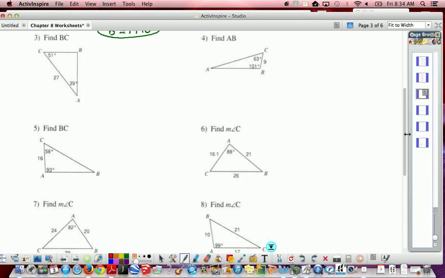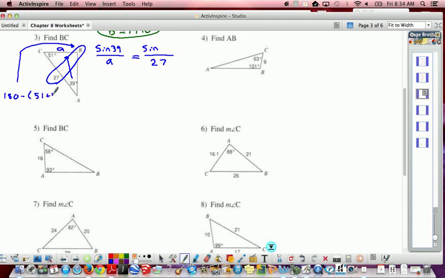So on BC, if I take a look at this one here, I'm trying to find BC, which is across from angle A. So that's my little a. So I can go ahead and start by saying, all right, sine of 39 over little a equals, well, the only side I have is 27, but I don't have angle B. So I can go ahead and say sine of something over 27. So to get the angle B here, again, I'm going to write it down here since I have a little more room, 180 minus the quantity of 51 plus 39.